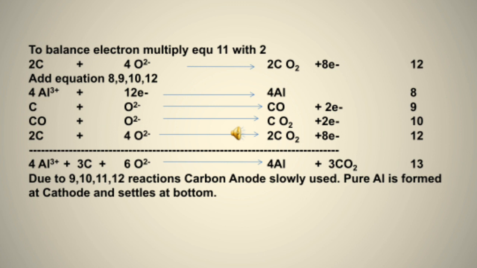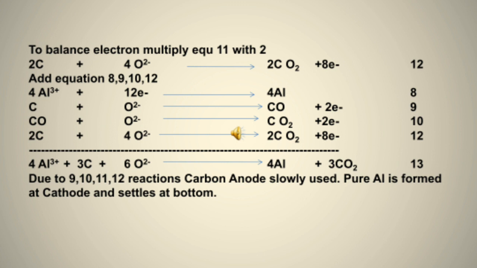The next one, we are going to add equations 8, 9, 10, 12. So I have written once more the equations 8, 9, 10, 12. Now refer to this equation. On the product side, how many aluminum are there? 4 aluminum. On the reactant side, how many aluminum 3 plus are there? 4. So now write 4 aluminum 3 plus down and 4 aluminum on the product side. Now see how many carbon are there on the reactant side. 1 carbon in the 9th equation and in the 12th equation 2 carbon. Adding these two, we get 3 carbon. So first of all, write 3 carbon on the reactant side.